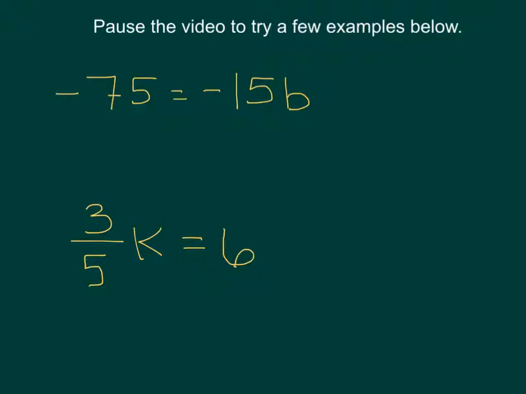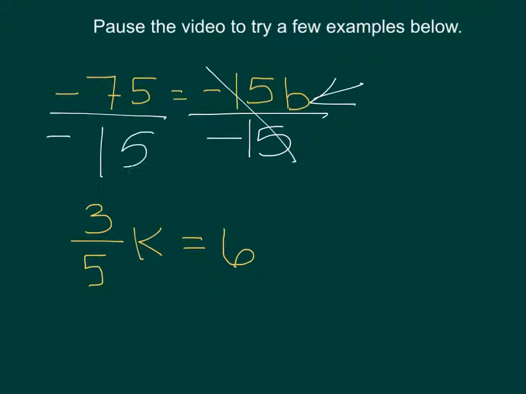So negative 75 equals negative 15B. So again, you have to ask yourself, what is happening to my variable? And you're multiplying it by negative 15. So to do the opposite, you have to divide by negative 15. So that one goes away, and you divide the other side. Anytime that you are dividing negatives, a negative divided by a negative is a positive. So this one would be B equals 5. And if you plugged that in, negative 15 times 5 would get you negative 75.